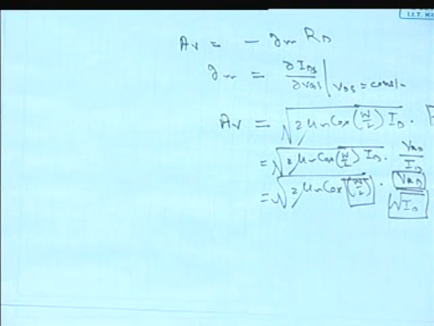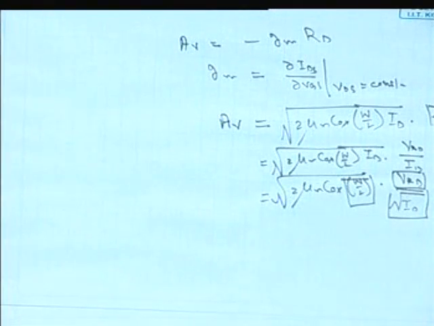Now if we increase this W by L ratio, then the gain will increase. But what will be the effect? From the fabrication, that is, the layout pattern of that particular MOS, if we increase this W by L, then the capacitance at the gate will increase, and it will affect the high frequency performance of that particular amplifier.